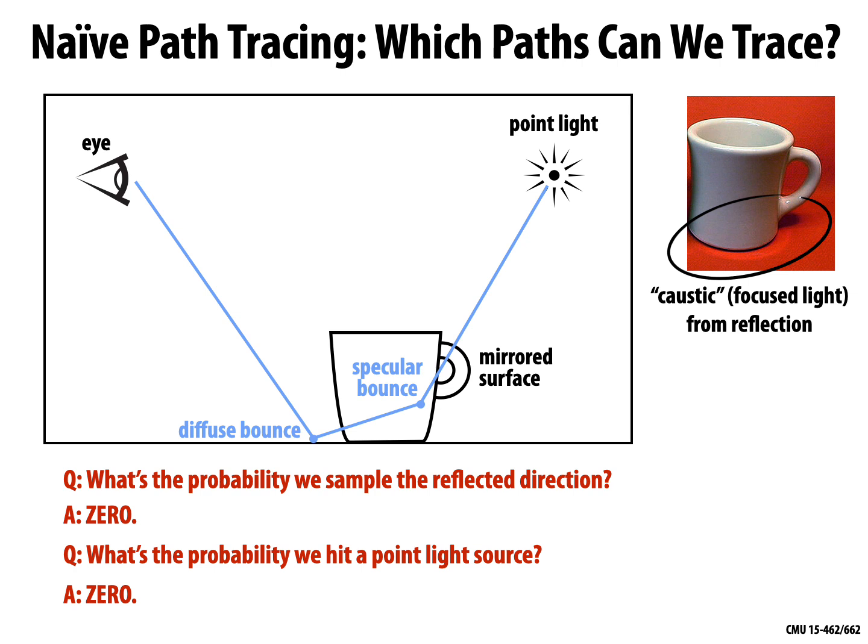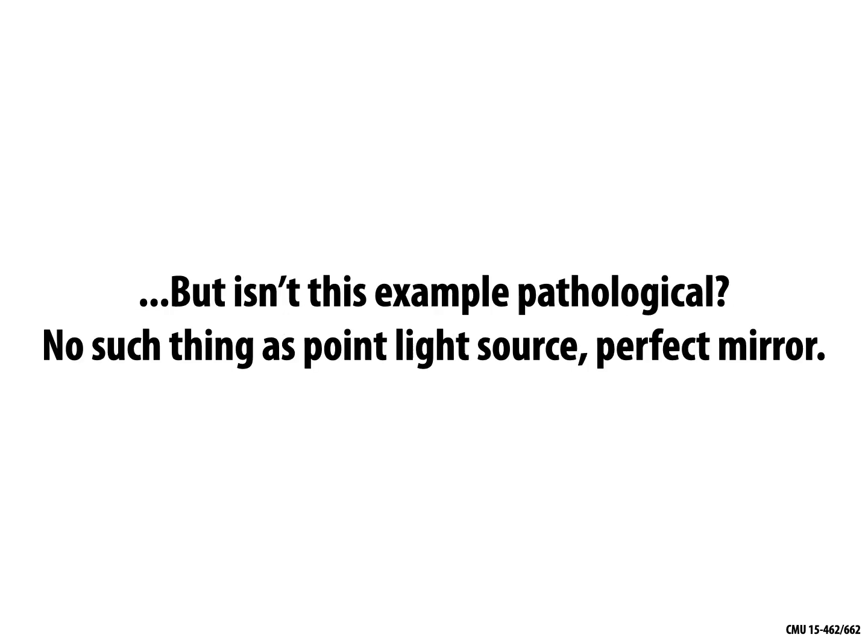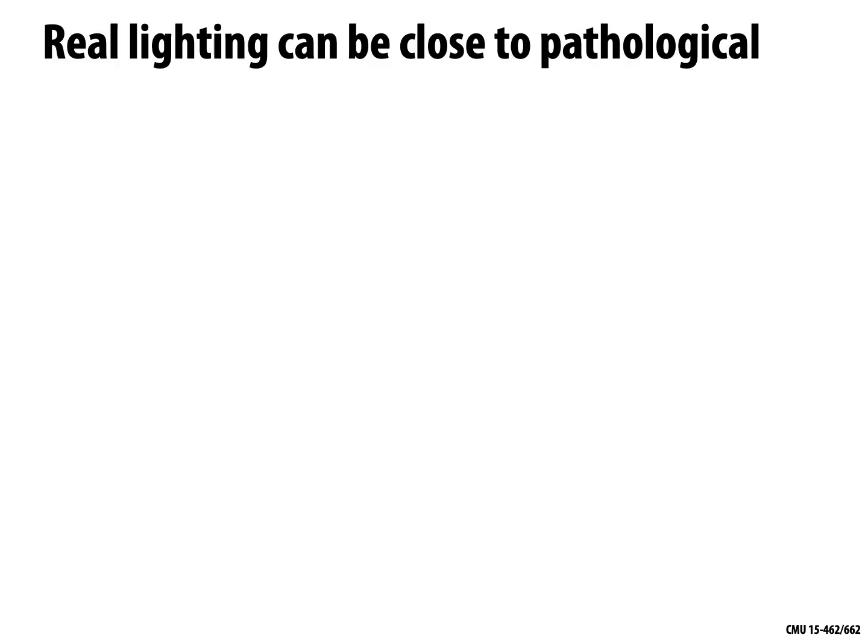And so what we see is that naive path tracing misses some really important phenomena, especially these extreme cases, point light sources and mirrors and so forth. So formally, the result of path tracing is biased. It's not correct. But you might say, well, isn't this example kind of pathological? In the real world, there's no such thing as a perfect point light. There's no such thing as a perfectly specular mirror. Everything's just a little bit glossy. And that's true. So in that sense, path tracing does fine, but the reality is that real lighting and real materials can be close to pathological.